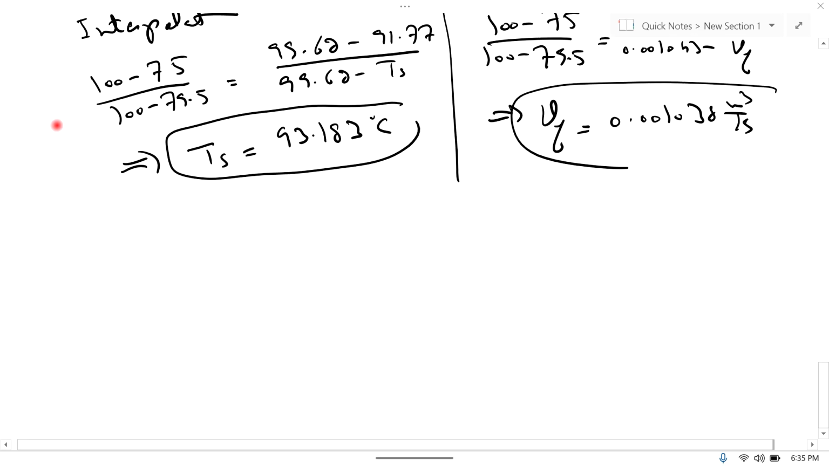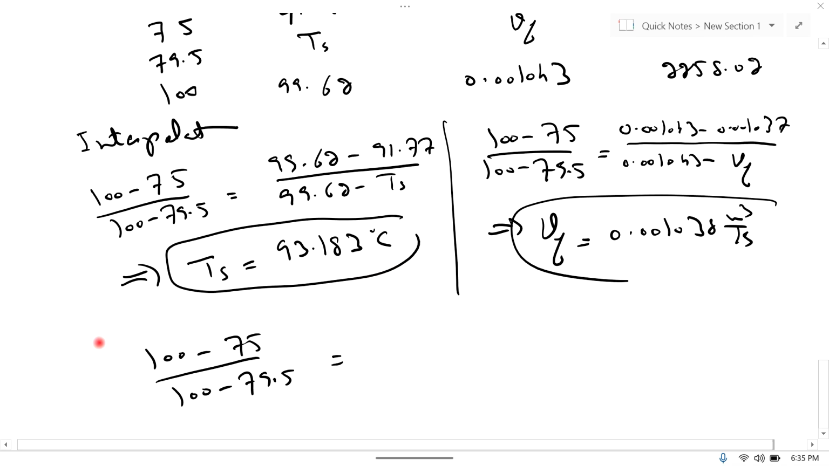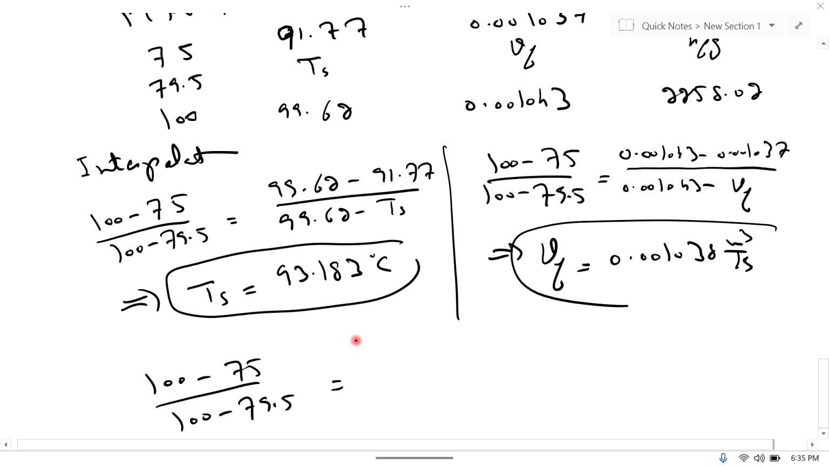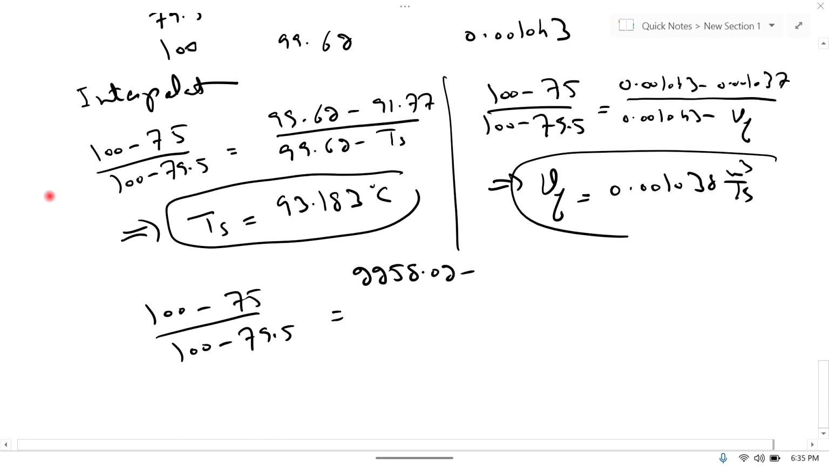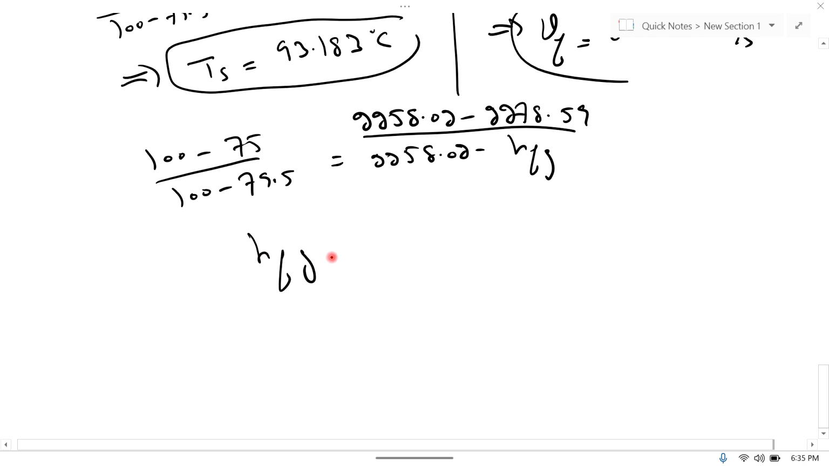Now similarly do it for Hfg. So third minus first, 100 kilopascal minus 75, divided by 100 minus 79.5 is equal to 2258.02 minus 2278.59 divided by third minus second, 2258.02 minus Hfg. And find Hfg, latent heat of vaporization, at a pressure of 79.5, which is 2274.